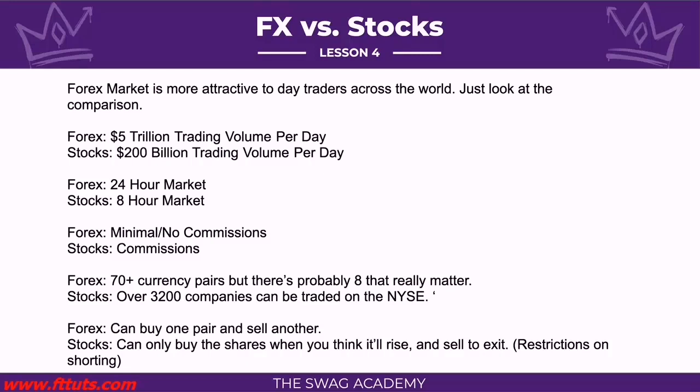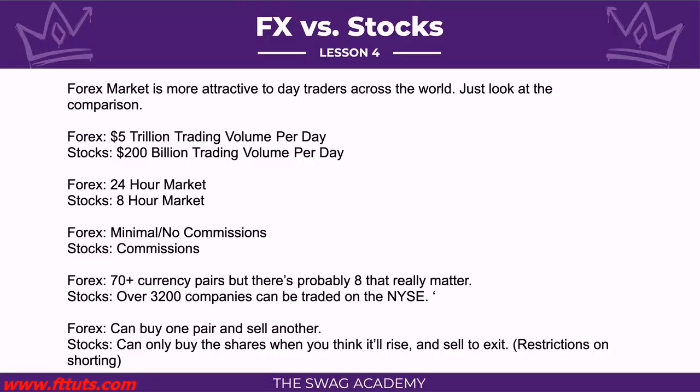The Forex market has $5 trillion worth of trading volume per day. The stock market only has 200 billion trading volume per day. The Forex market is open 24 hours a day. The stock market is only open for 8 hours a day. The Forex market has minimal, but minimal, commissions. Stocks, obviously, have a higher commission.